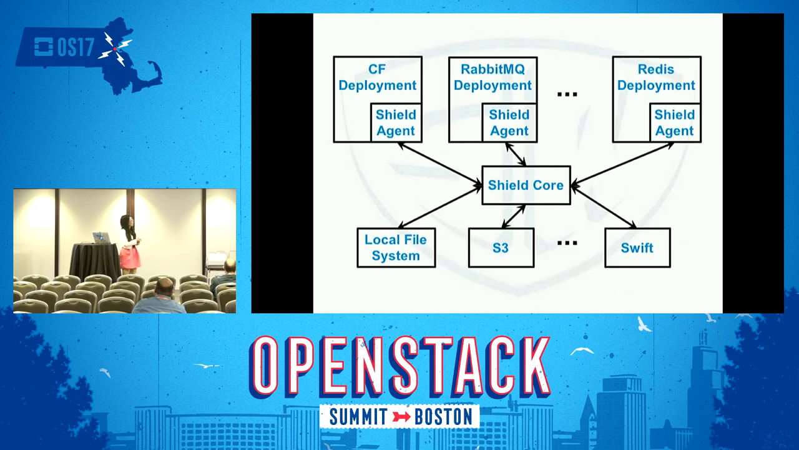More specifically, in the BOSH world, let's say you want a backup to restore CF, you only need to configure a Shield agent on your CF deployment. Same way for RabbitMQ and Redis. Then for where you want to store your backup, you can configure your storage plugin here. Then you can back up and restore your stuff.